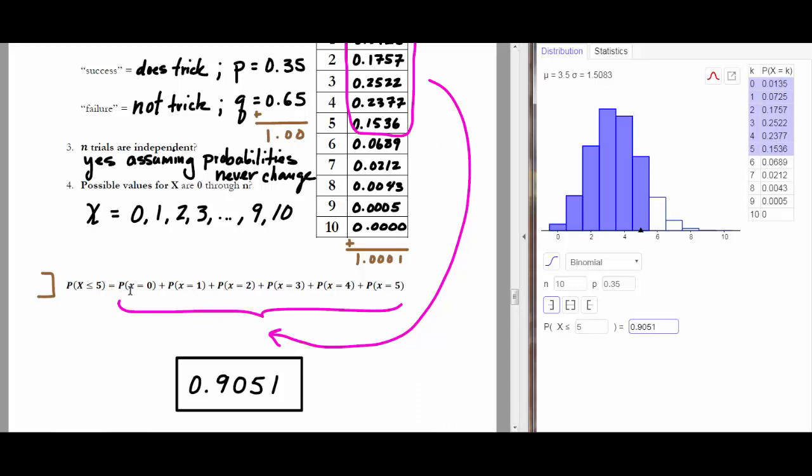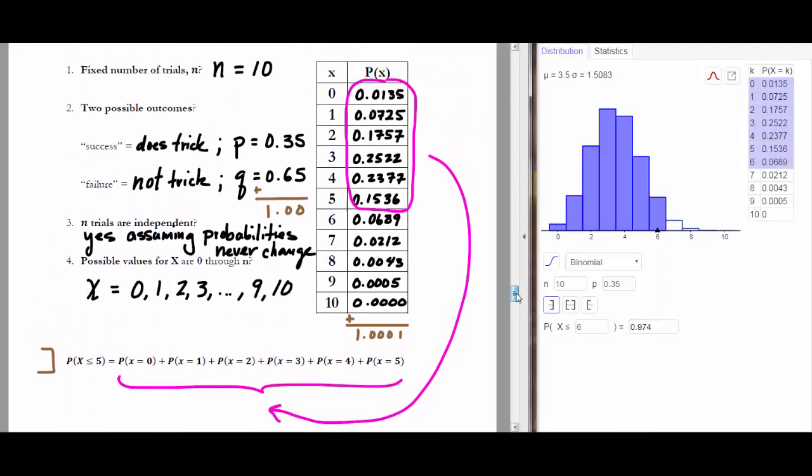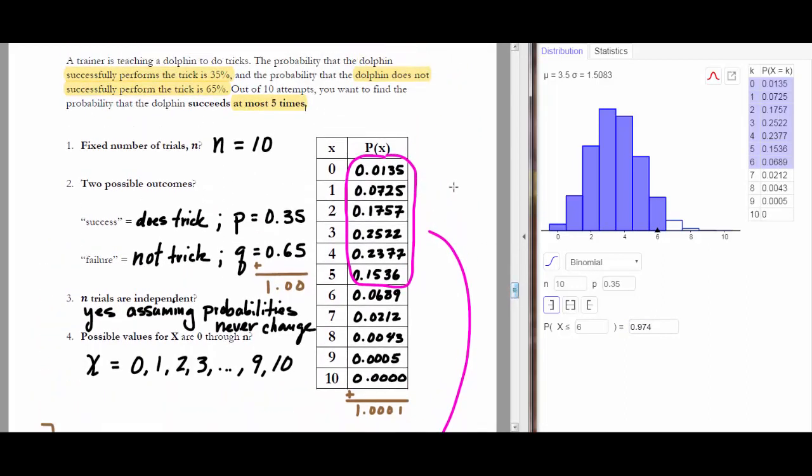So basically it takes the probability that none are done correctly, 1 is done correctly, 2, 3, all the way up to 5 tricks are done correctly, and that probability would be 0.9051 or 90.51%. So that will complete it for the dolphin there. In this problem, it does not ask for the mean, variance, or standard deviation, but nonetheless that could be done using those associated problems.